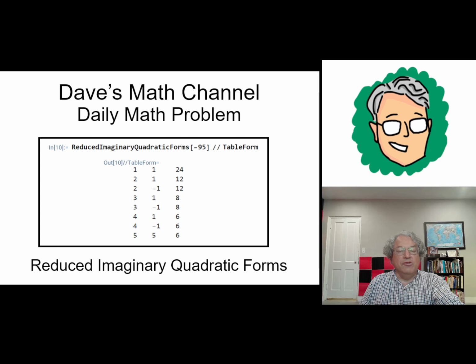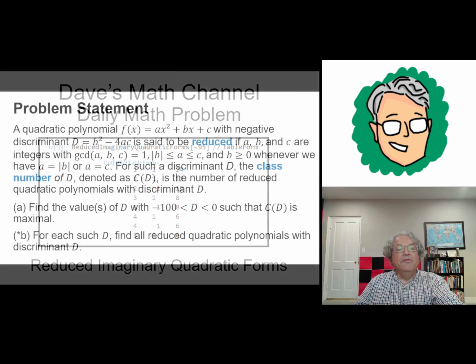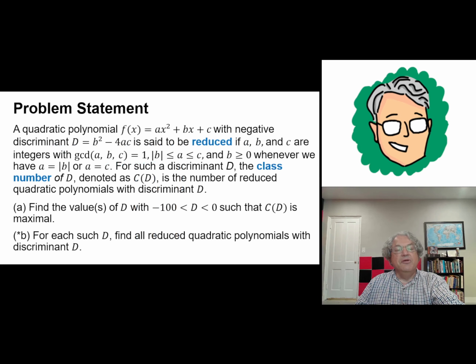And today I'm going to go over another recent daily math problem I posted. Nobody solved this one. I was a little bit surprised. But anyway, the problem I posted involved what are known as reduced imaginary quadratic forms, or if you like, reduced quadratic polynomials with negative discriminant, which are pretty much the same thing. Anyway, let's begin. So here's the problem statement.